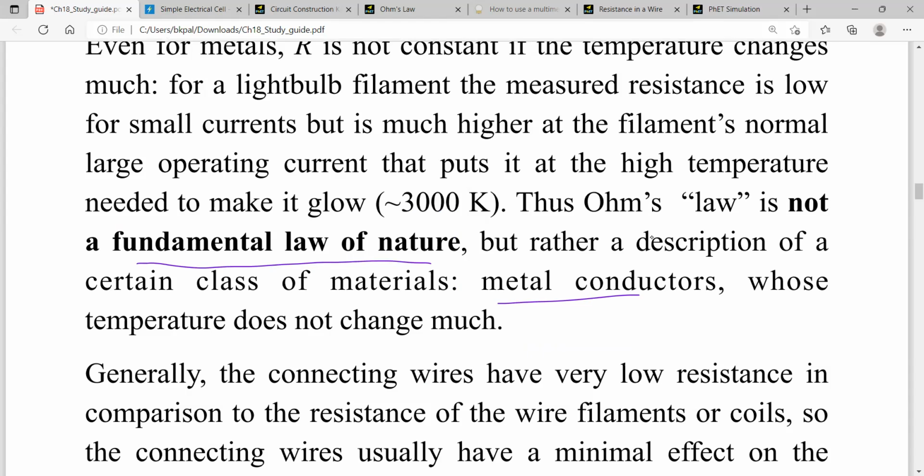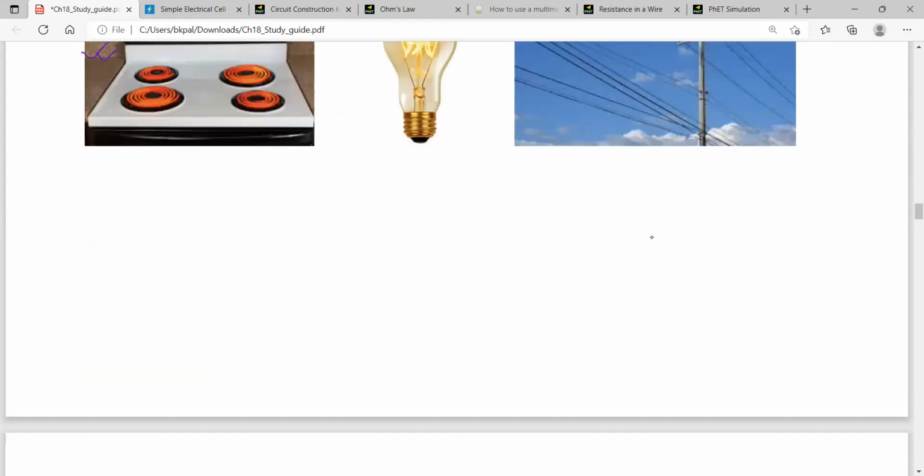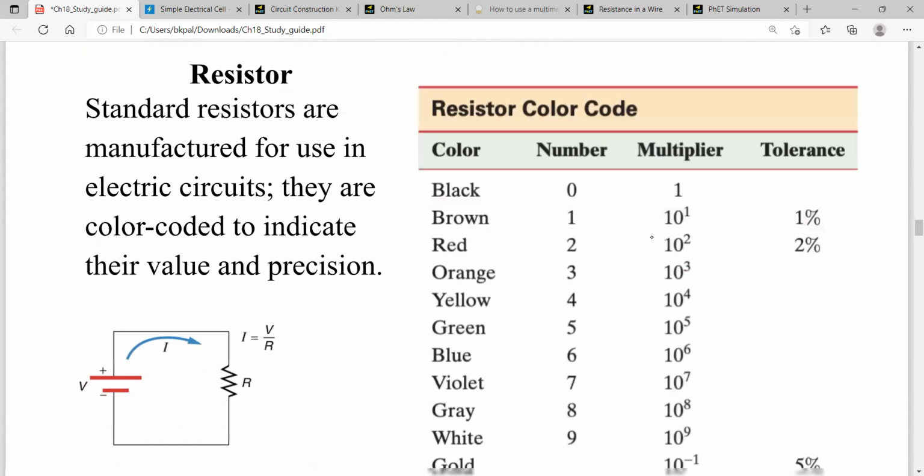Even if it is a metal conductor, if the temperature changes too much, then Ohm's law is not valid for that. So Ohm's law is valid only for certain metals where the temperature change is not too much. All right, so now let me talk about resistors.